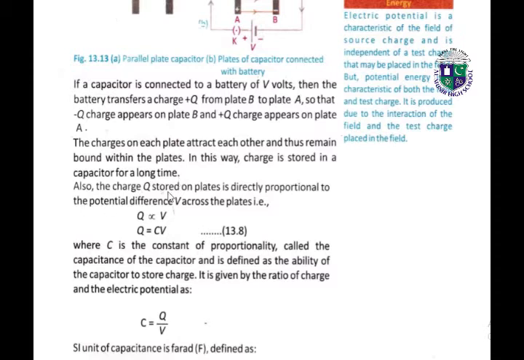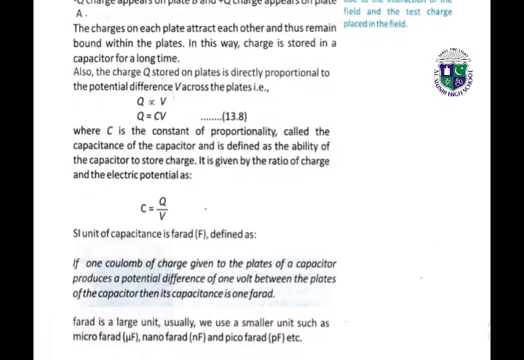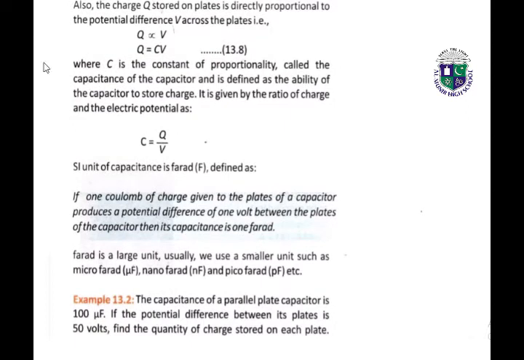Also, the charge Q stored on the plates is directly proportional to the potential difference V across the plates. So this is an important point. Please underline this and also try to understand that the charge Q on plates B and A is directly proportional to V, and V is the potential difference across the plates. So we can represent it by Q is directly proportional to V, or we can say that Q is equal to CV. It is our equation number 13.8, where C is the constant of proportionality and is called the capacitance of the capacitor.